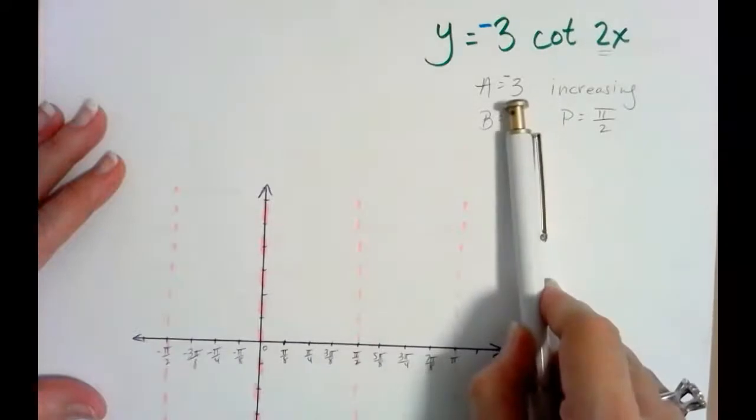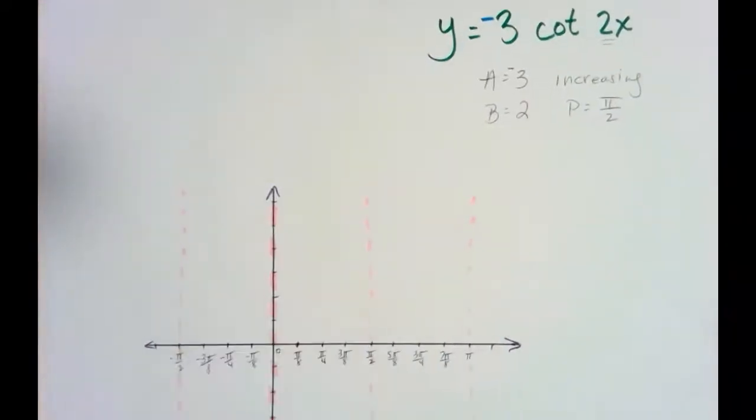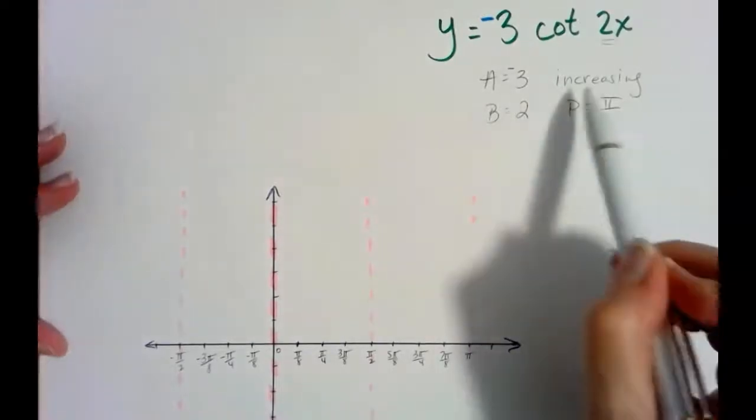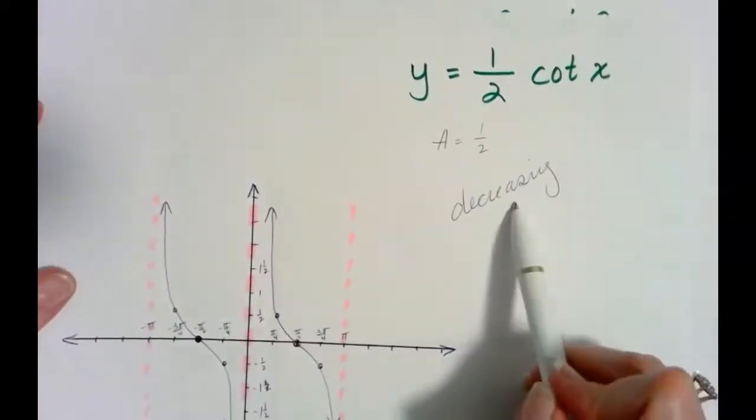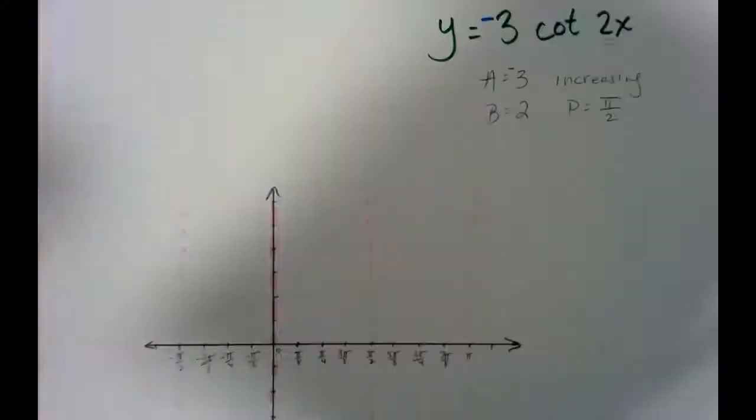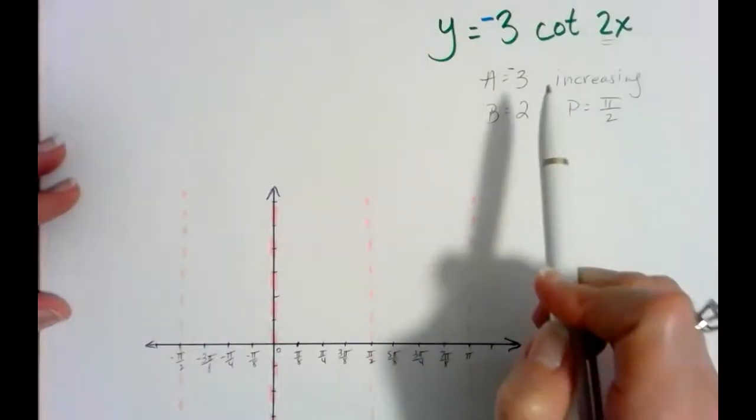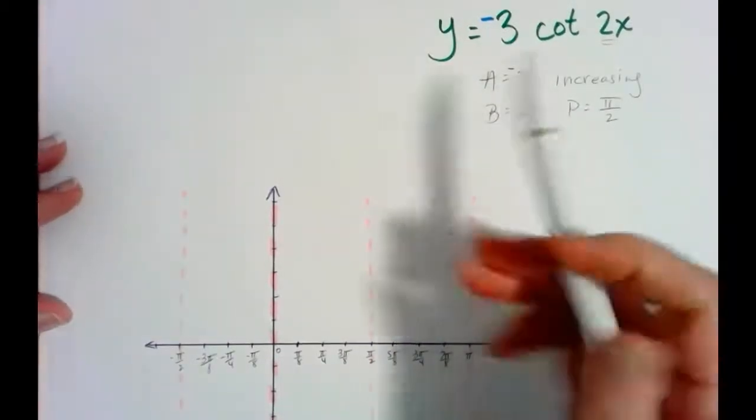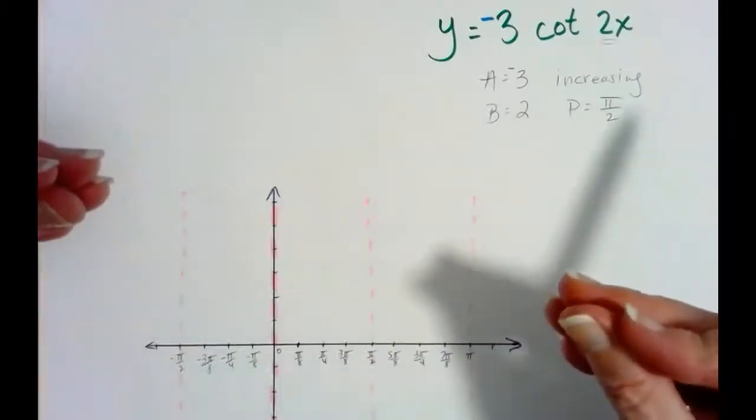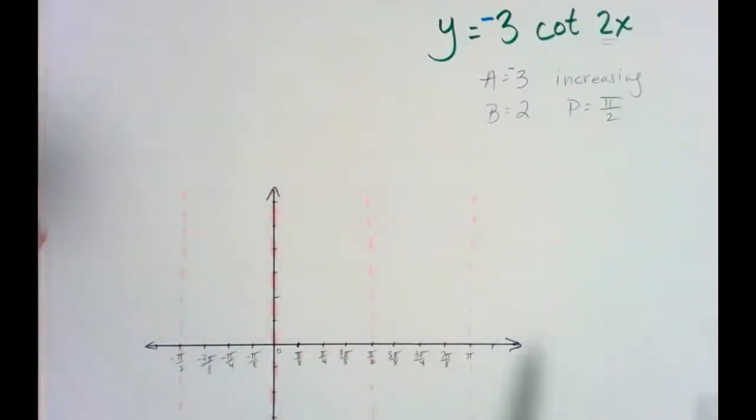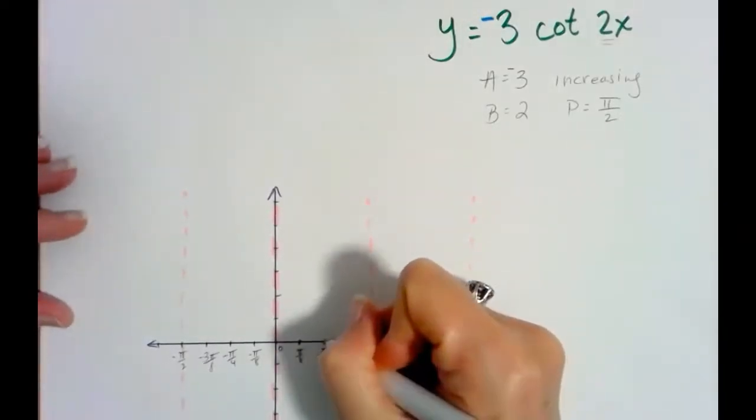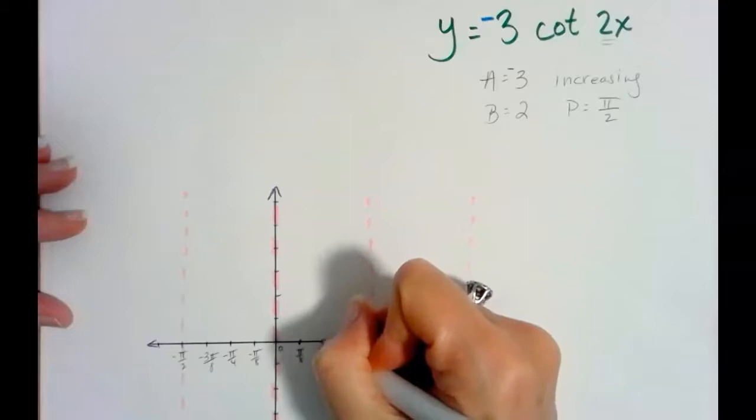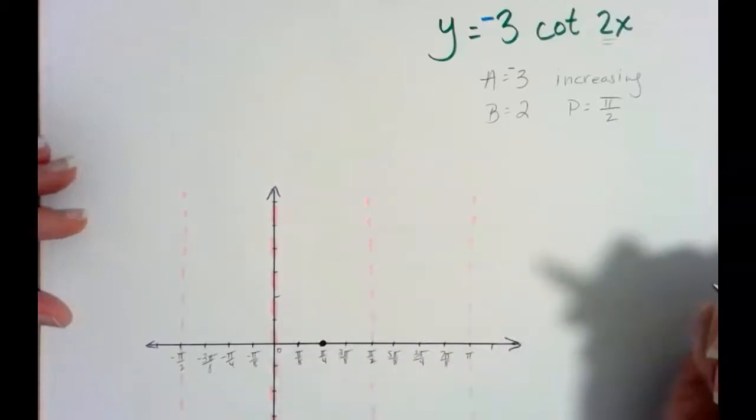Our A value is -3. And when our A value is negative, it does create a reflection. In this case, the easiest way to think about it is instead of having decreasing branches when A is positive, we're going to have increasing branches when A is negative. And it is going to stretch it out vertically. So we're going to have an intercept on the x-axis right in the middle, in between those two asymptotes.